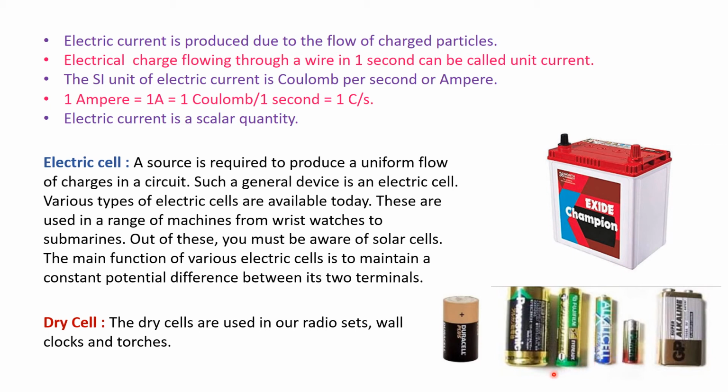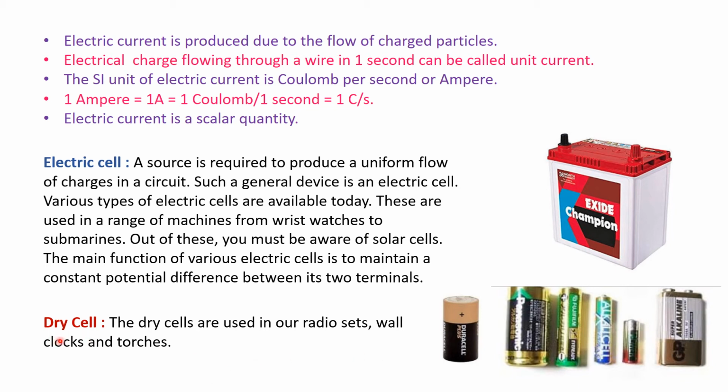Out of these, you must be aware of solar cells. The main function of various electric cells is to maintain a constant potential difference between their two terminals. The main function of this dry cell is what? The main function is to maintain constant potential difference between two ends.